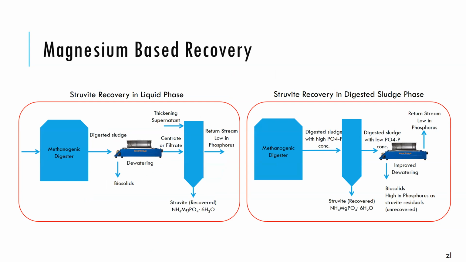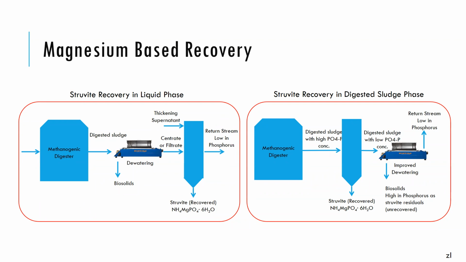So this schematic shows the 2 approaches to use the magnesium-based recovery. The first one is to recover struvite, to form and recover struvite in the liquid phase. The liquid phase means either thickening supernatant or dewatering centrate or filtrate that contains high concentration of ammonia and relatively high concentration of phosphate.